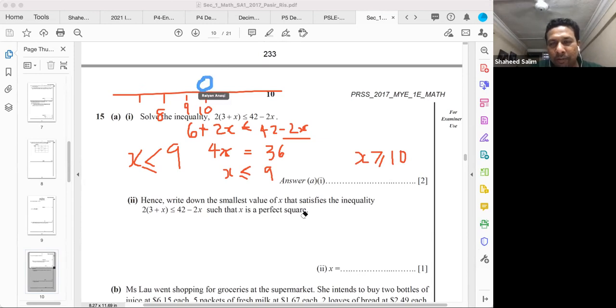Okay, good. Yes, good. Is that it? Are you happy with it? You have to shade. Yes, you have to shade, because it's equal. Yes. Okay, that's it. Now is it okay?